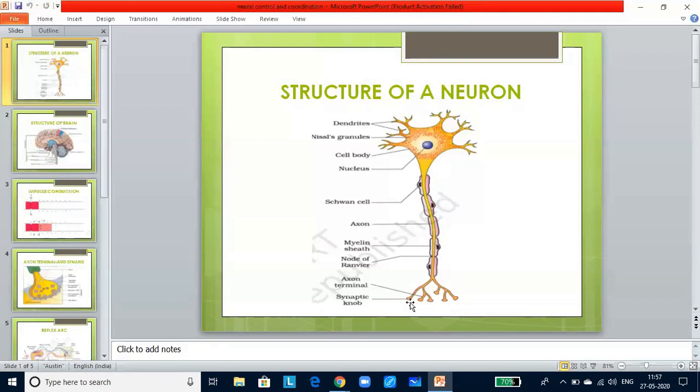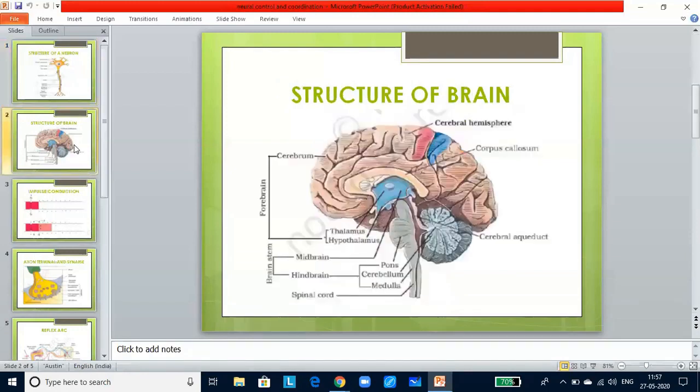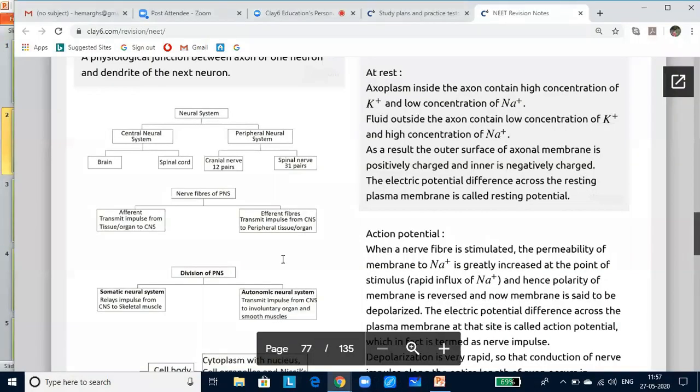Now let us look at the next structure, that is the human nervous system. Now if you look at human nervous system, it is divided into two parts, namely central nervous system and peripheral nervous system. So this is the broader classification. Central nervous system is broken into brain and spinal cord.